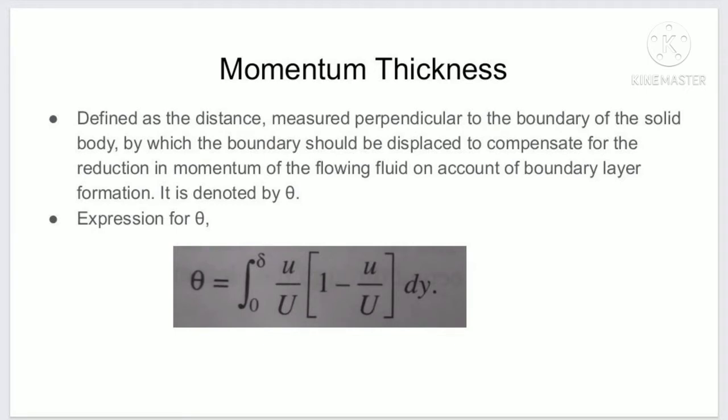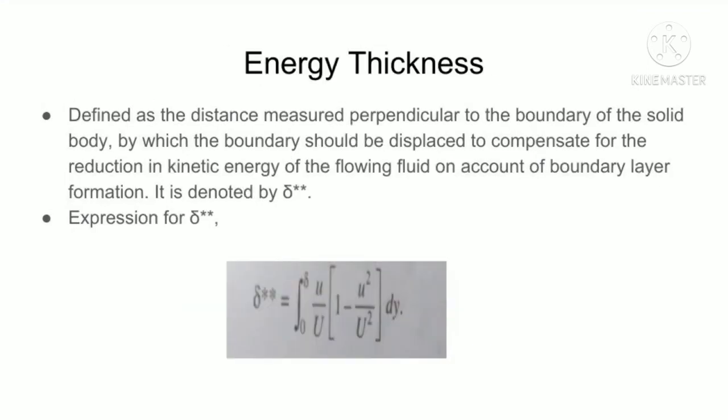The expression for theta is given by theta equal to integral 0 to delta of u by capital U into 1 minus small u by capital U dy. Energy thickness is defined as the distance measured perpendicular to the boundary of the solid body by which the boundary should be displaced to compensate for the reduction in kinetic energy of the flowing fluid on account of boundary layer formation. It is denoted by delta double star.